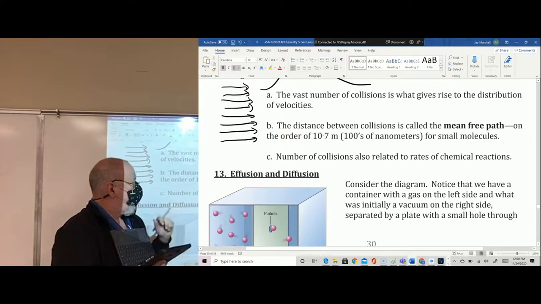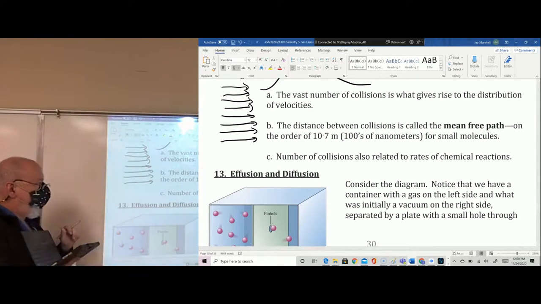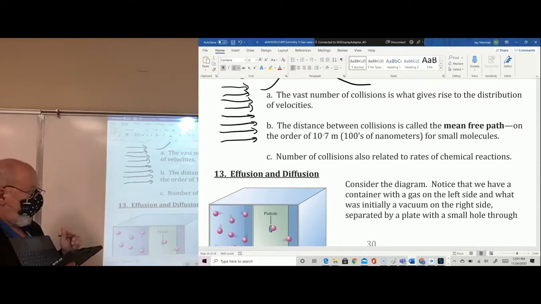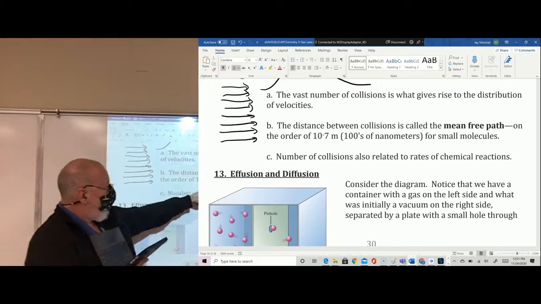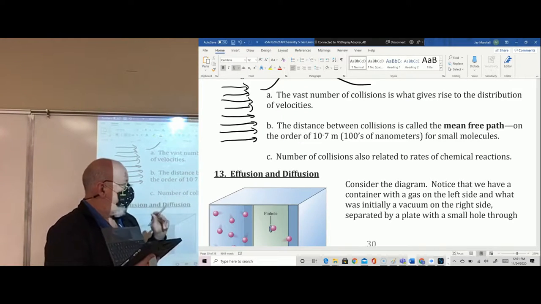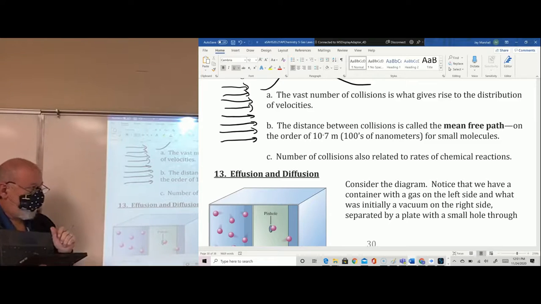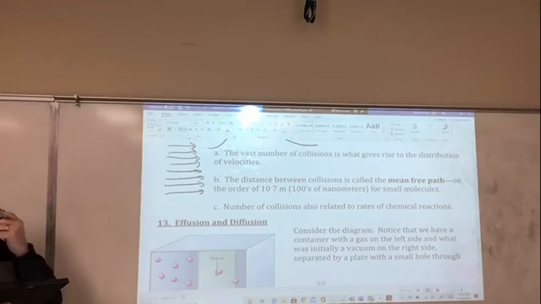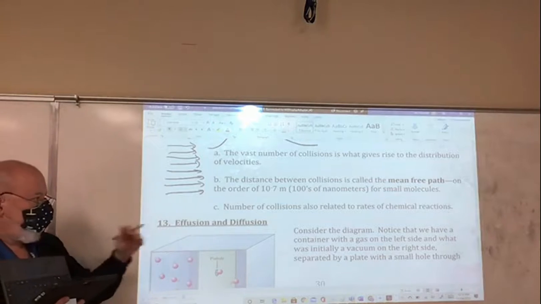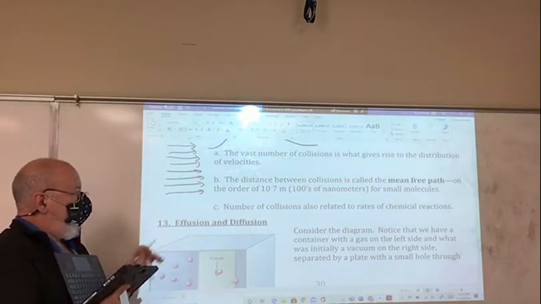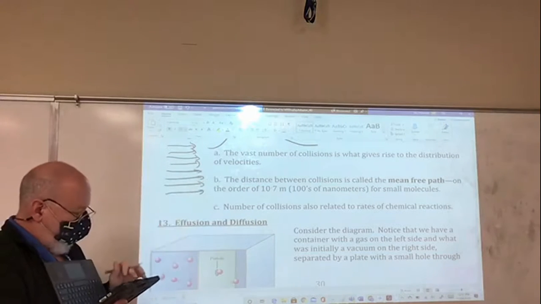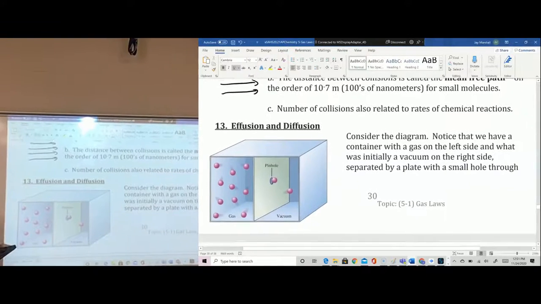The distance between collisions is called the mean free path. And the distance between collisions is on the order of 10 to the negative 7th meters for small molecules. In other words, I travel about a ten-millionth of a meter before I smack into another particle. Okay? The number of collisions is also related to rates of chemical reactions. And we'll talk more about this idea of the mean free path when we talk about chemical reactions.